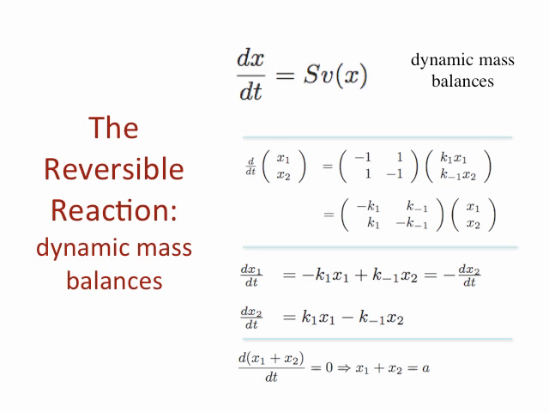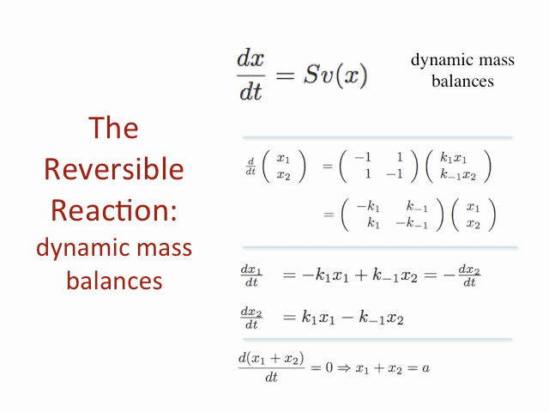We can now look at these equations, and from that matrix equation, I can actually write out the individual differential equations as shown in the slide. So dx1/dt becomes equal to minus 1 times k1 x1 plus 1 times k minus 1 x2. And this is simply the inner product of the first row in the stoichiometric matrix and the flux vector. I do the same thing for dx2/dt, and I get the equation shown.